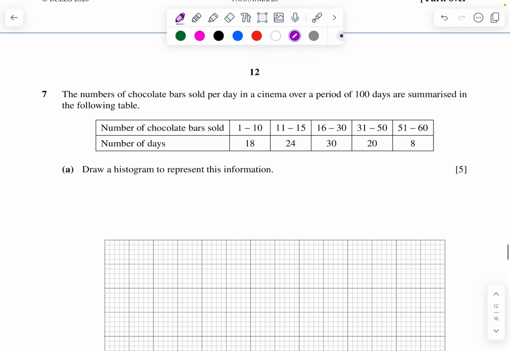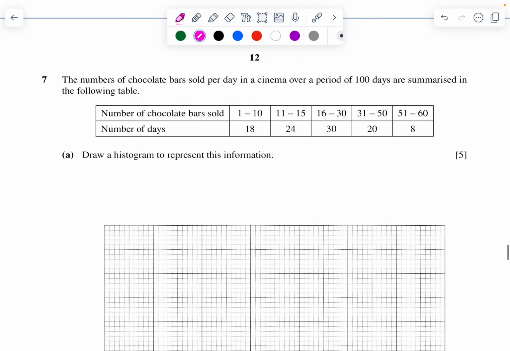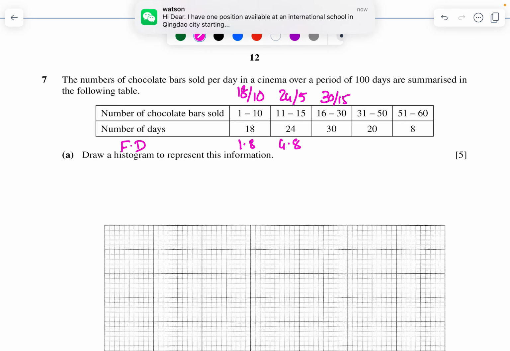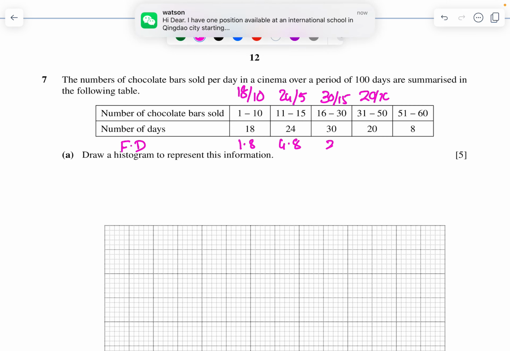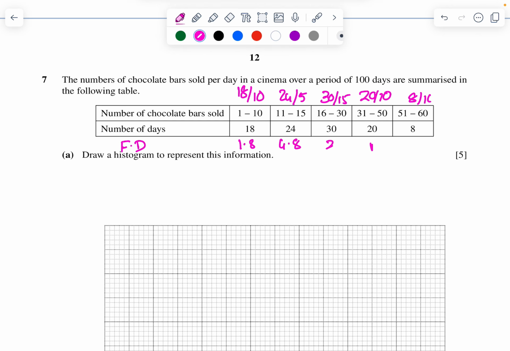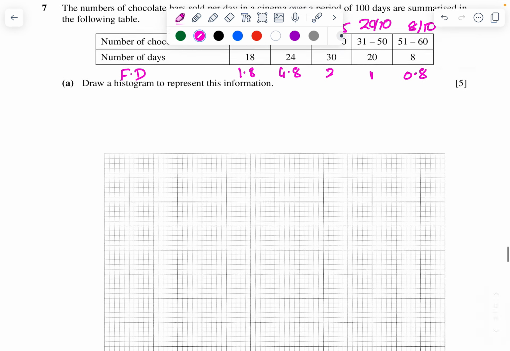Coming to question number 7, draw the histogram. For drawing the histogram, we need to find the frequency density. Frequency density is 18 divided by 10, which is going to be 1.8. 24 divided by 5, which is 4.8. 30 divided by 15, which is 2. 20 divided by 20, which is 1. And 8 divided by 10, which is 0.8.